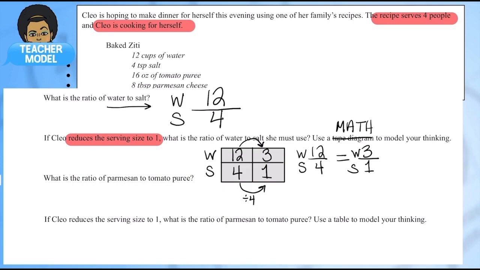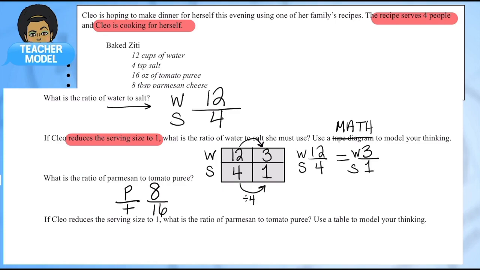Let's figure out the next one, the ratio of Parmesan to puree. What do we know? Again, I'm going to put Parmesan to the tomato puree. I don't want to use the P for puree because then that sounds really confusing. 8 tablespoons of the Parmesan cheese and 16 ounces of our tomato puree. So I have 8 to 16. And again, I want to reduce this for 1 person. So my ratio is going from 4 down to 1.